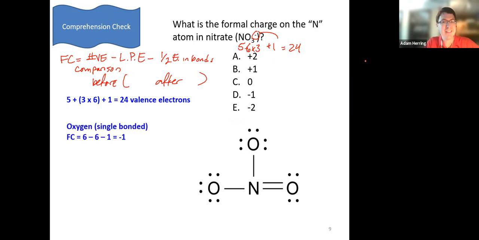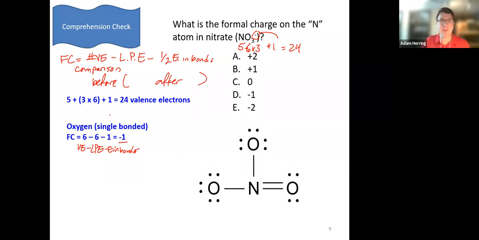For the oxygen that is singly bonded, we notice that there are 2 of them. And because they have the same bonding pattern, they should have the same formal charge. There are 6 valence electrons in oxygen. Each oxygen has 6 lone pair electrons, and each oxygen has 2 electrons in the bonds. Thus, we have a formal charge of -1.